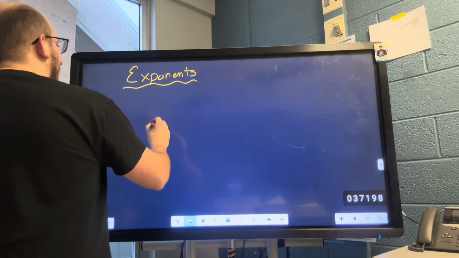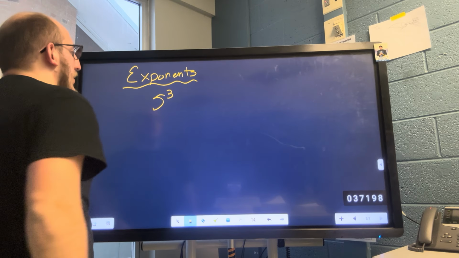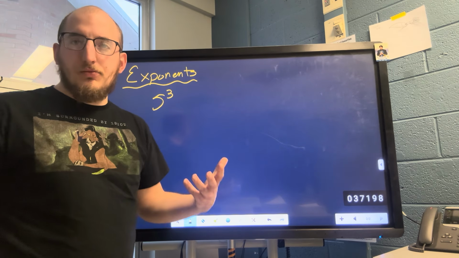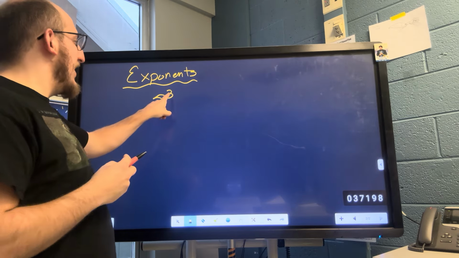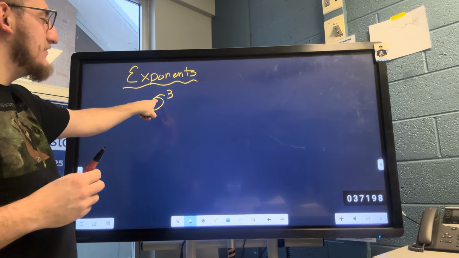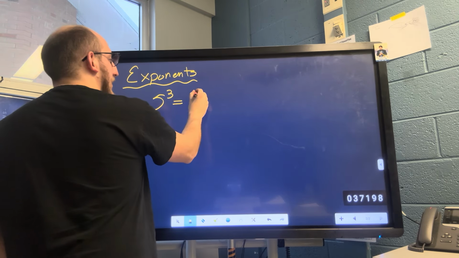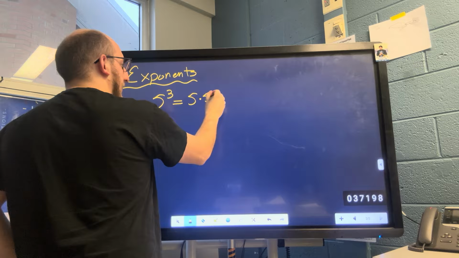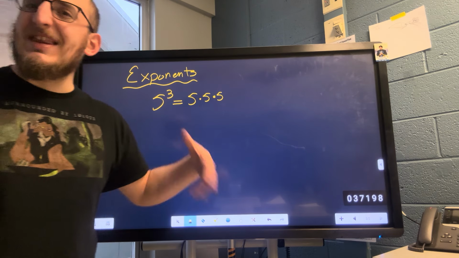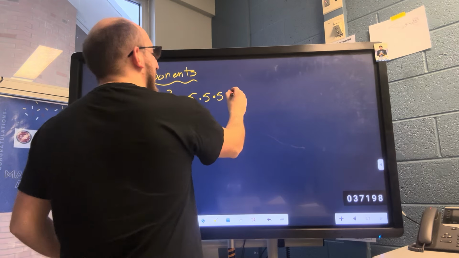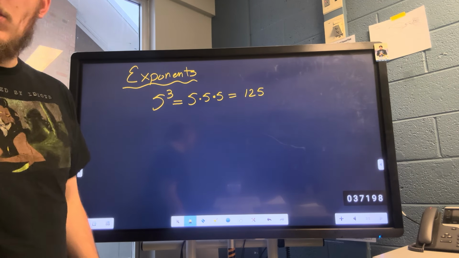So if I have like 5 to the third, what does that third tell us to do? Hopefully y'all know the answer. You guys should have learned this a few years ago. But that 3 tells you how many times we're going to multiply 5 by itself. So 5 to the third means 5 times 5 times 5. That's all that means. And then we can evaluate that. And in this case, that would be 125.